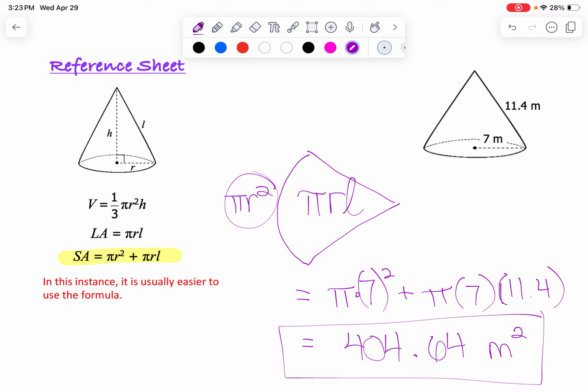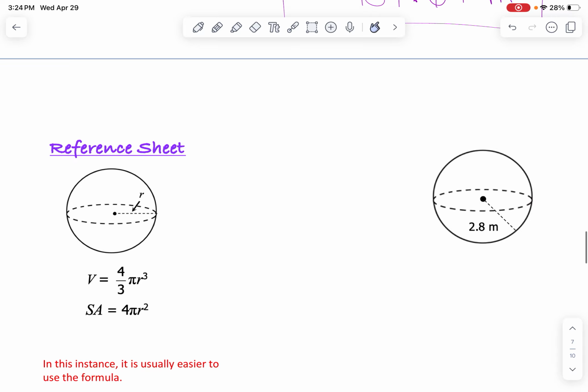If they don't give you the slant height and they give you this instead, you might have to use the Pythagorean theorem to figure that out. So that's the only cautionary tale on this one. Okay. And then the last one is a sphere.